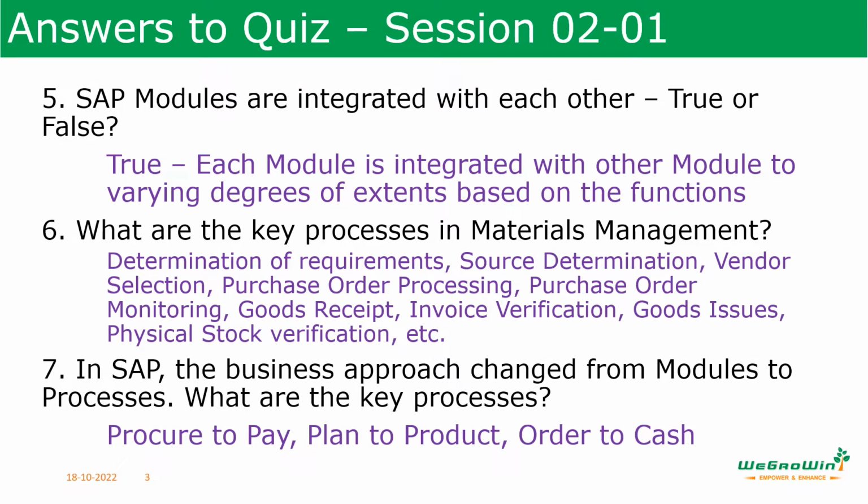In SAP, the business approach has changed from modules to processes. What are the key processes I asked? The processes are procure to pay, plan to product, order to cash. If you want some clarification, you can visit the last session on all these questions. And also you can go to Google and find further clarifications on all these points.